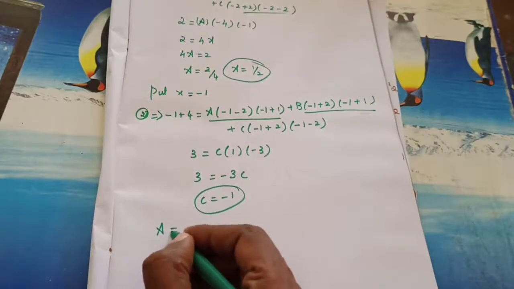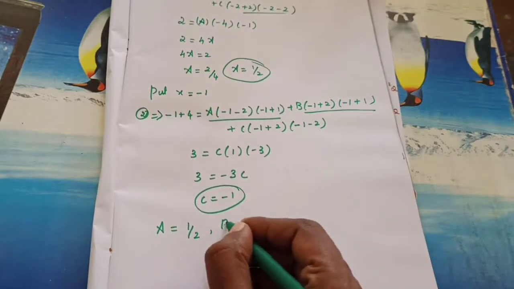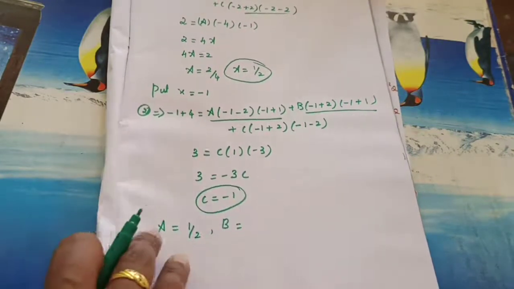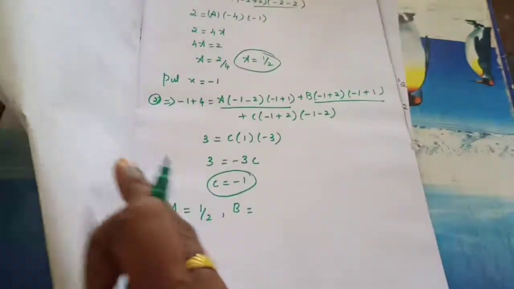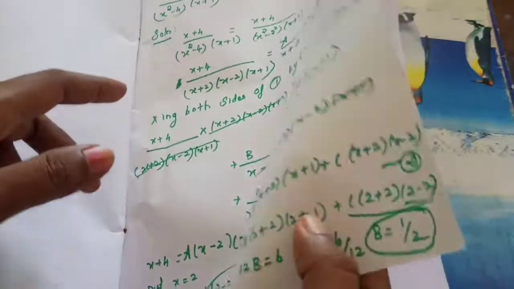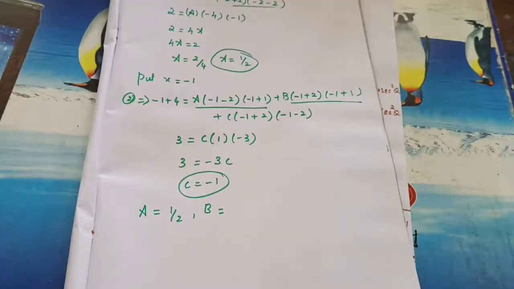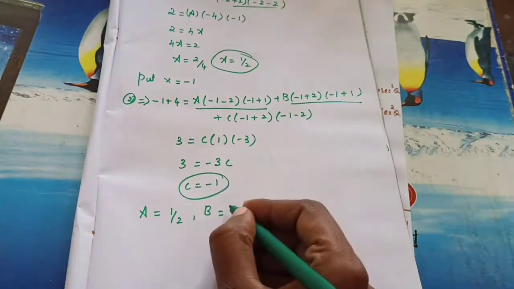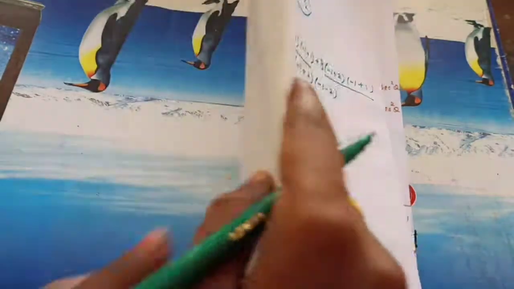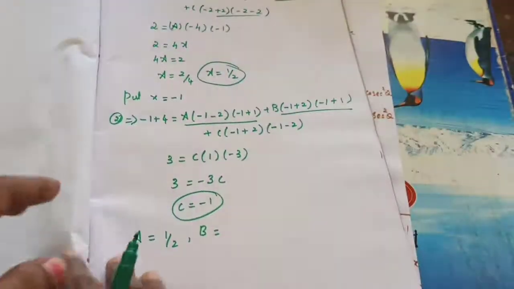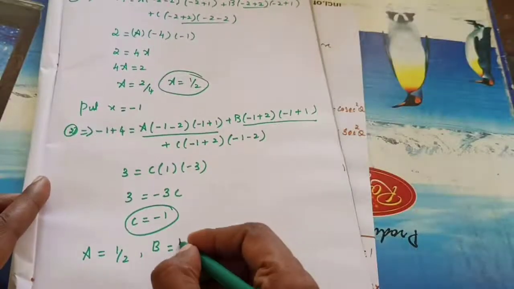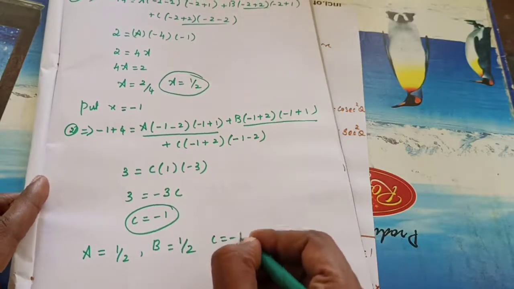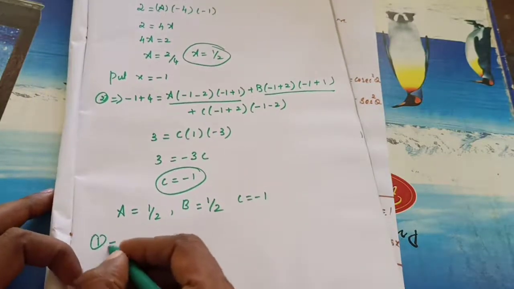Now what's the a value? a equal to 1 by 2. What's the b value? b equal to 1 by 2, correct? b equal to 1 by 2, c equal to minus 1. Substitute everything in equation number 1.